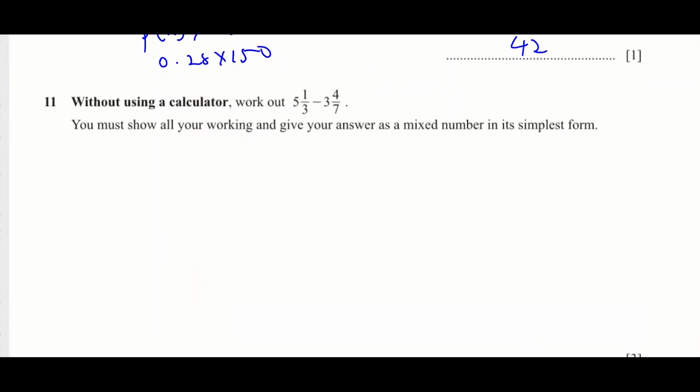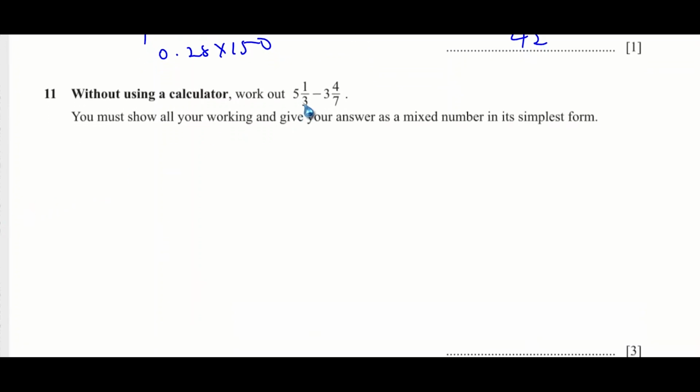Question 11, without using a calculator, work out this. Okay, so we can just say 5 whole minus 3 whole. So we can put that in bracket if you want. Then we are left with, let me just write, 1 over 3 minus 4 over 7. So this will be 2 whole.